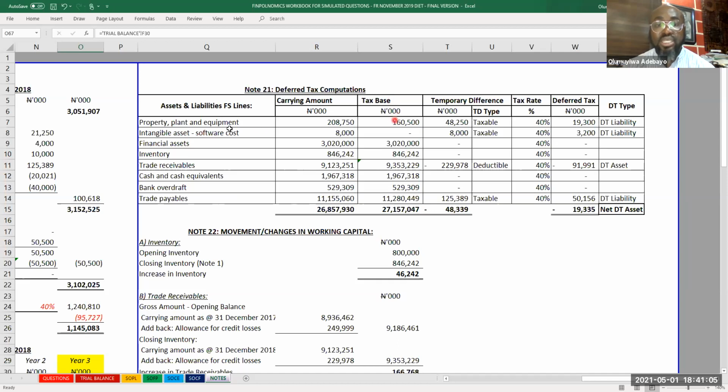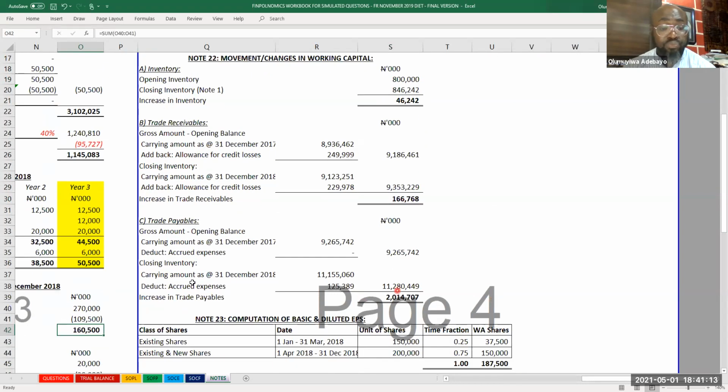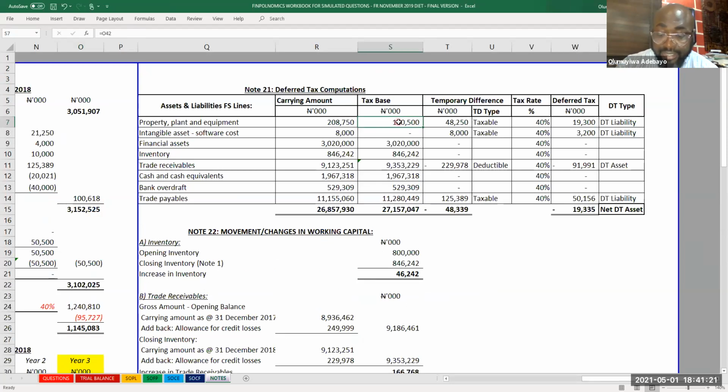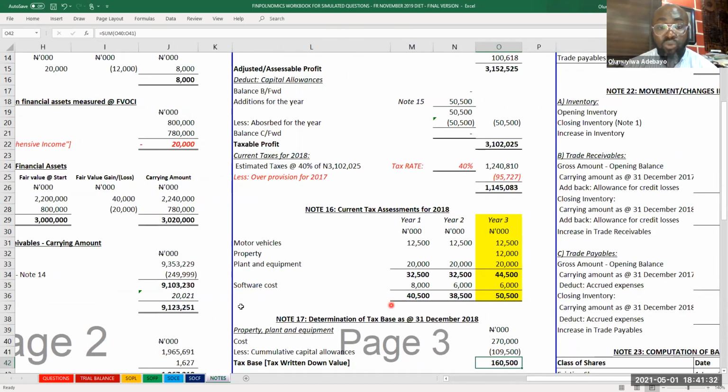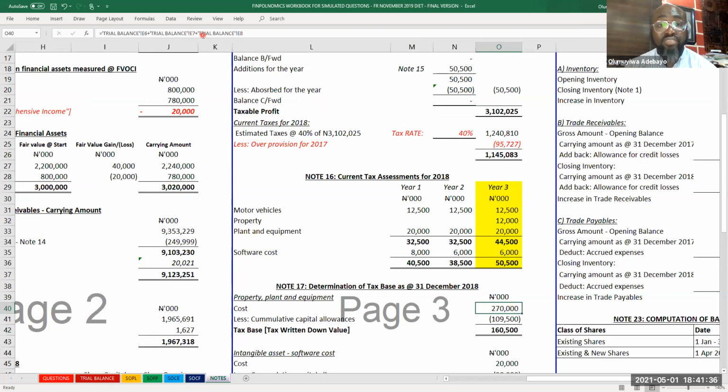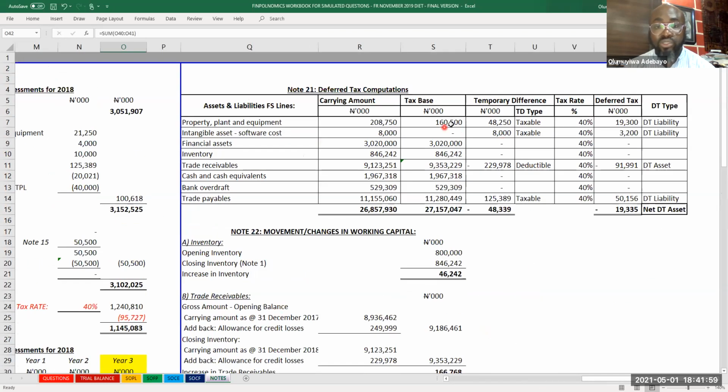Now we pick the tax base. Tax base of property, plant, and equipment. If you go back to the notes, let me trace it. Okay, that is it here. Note 17. What is the cost? The aggregate cost of our asset is what we add from our trial balance, okay, for plant and equipment, less accumulated depreciation, which is what we have here. The sum of all of these depreciation capital allowances is what sum up to this. And at the end of the day, our tax written down value is our tax base for fixed assets or PPE. And that's how we obtain the 160.